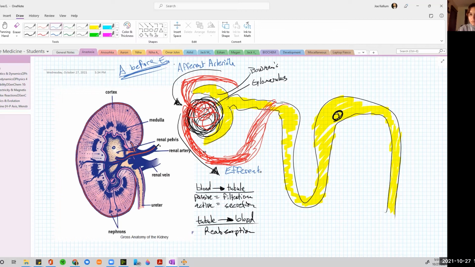However, here you go straight from a relatively large caliber arteriole to a capillary bed. And so all of the pressure that drops off has to basically happen immediately. And so that's really good for being able to, what would you say?